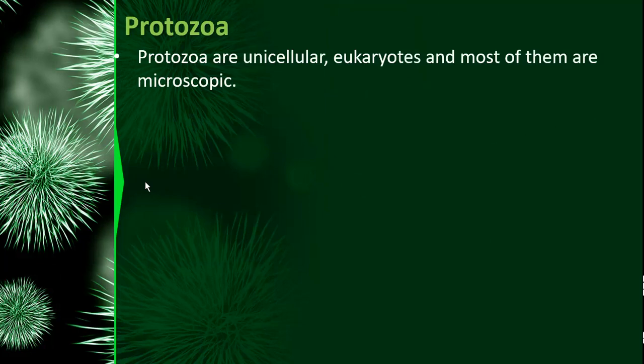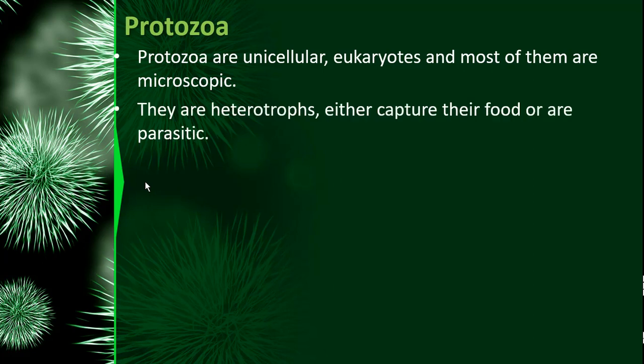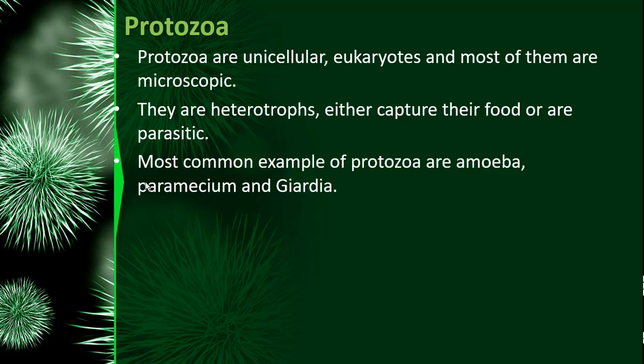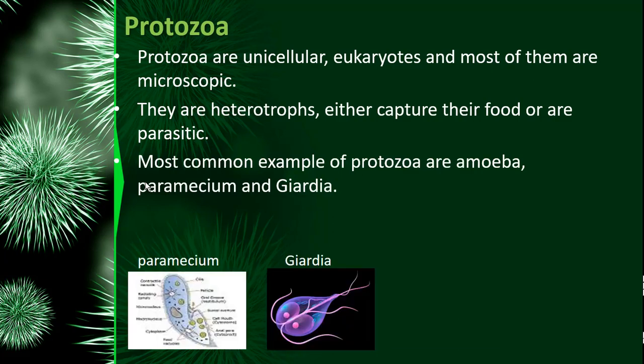Then protozoa. Protozoa are always unicellular. Eukaryotes. What are eukaryotes? Eukaryotes means the cells which have a well-defined nucleus. And most of them are microscopic. They are heterotrophs. They either capture their food or are parasitic, but they cannot prepare their own food. Most common examples of protozoa are amoeba, paramecium and giardia.